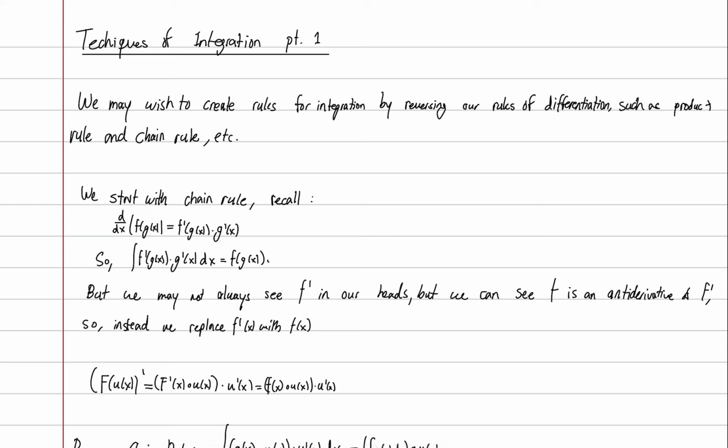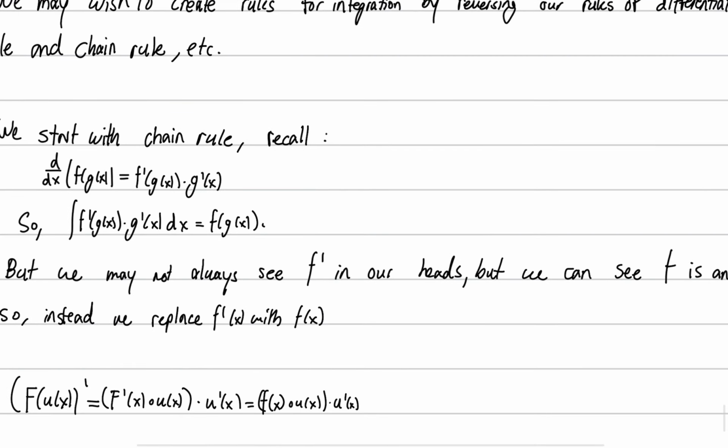So let's start. We may wish to create rules for integration by reversing our rules of differentiation, such as product rule and chain rule, etc. So that's our topic, what we're going to be going into in this theme. In order to figure out techniques of integration, which is anti-differentiation, we're going to take the rules we already know, chain rule, product rule, maybe quotient rule, reciprocal, and we're going to reverse them and go the opposite way. That way, if we identify some sort of product rule, we see, oh yeah, I know how to do this. This is easy. This is just chain rule, or this is just product rule in reverse.